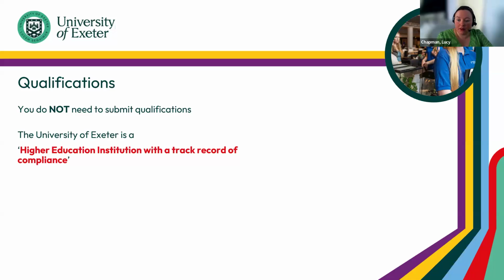Qualifications. As I mentioned earlier, you do not need to submit qualifications with your visa application. This is because the University of Exeter is a higher education institution with a track record of compliance. Some students may find that on their documents list at the end of the application form, it asks for qualifications. This is an error. You definitely don't need to submit them. You will need to tick the box on the form to be allowed to continue, but you definitely don't need to provide them.